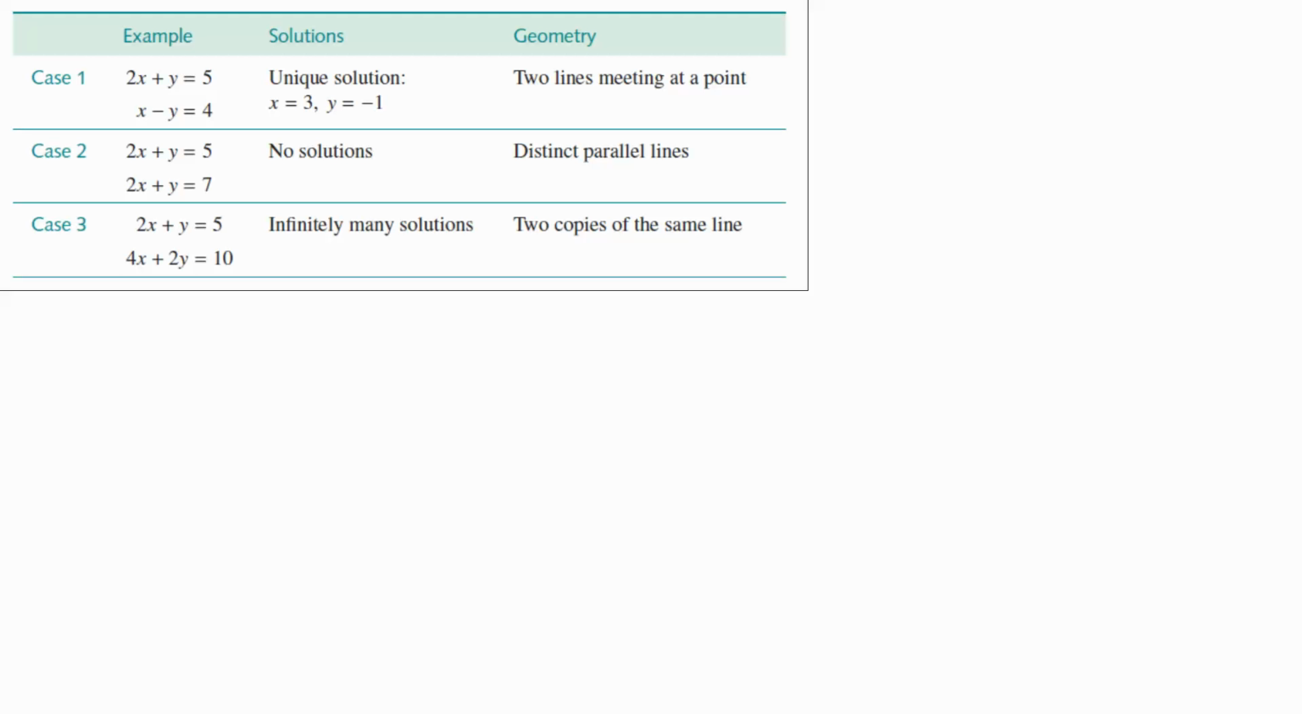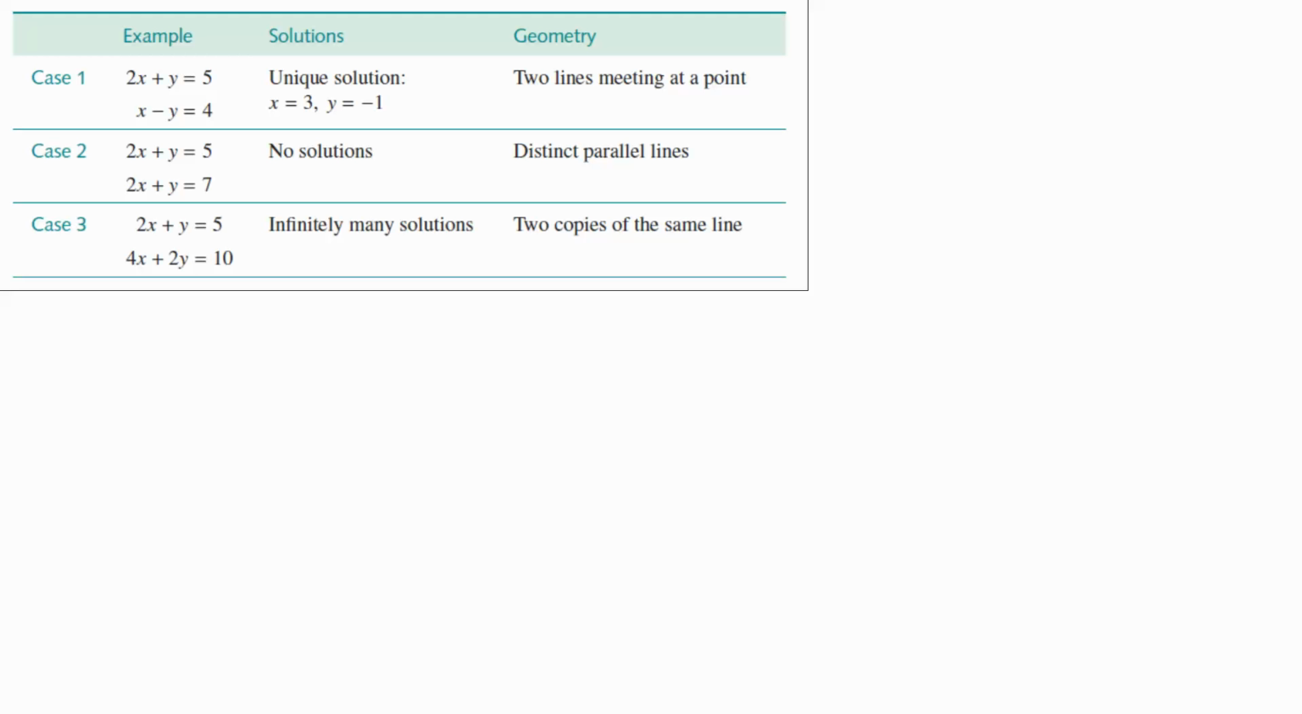Okay? Here we go. This is exercise 2F. It's exactly what we just described. They're just trying to give you the idea. A unique solution basically means two lines where they intersect, and then you have no solutions when they're parallel, and then you have infinitely many solutions, which basically means when they are exactly the same lines.